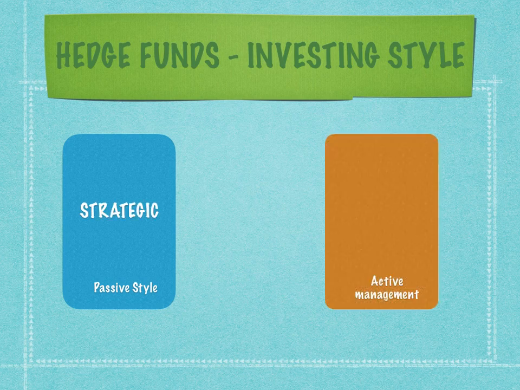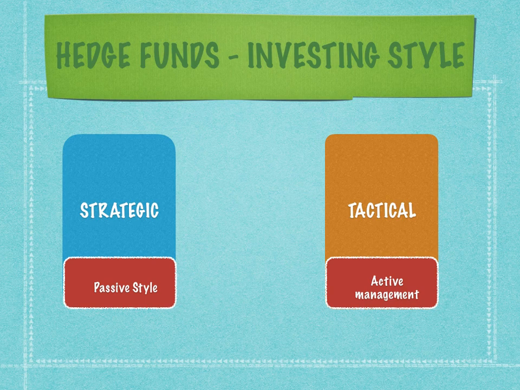The investing style of hedge funds could be strategic or tactical. Strategic means it's a passive style of investing. Why is it called passive style of investing? Because they have decided asset allocation very early on at the time of capital contribution, and to a large extent during the lifetime of the fund, they will stick to that strategy. They will stick to that asset allocation that they have decided. The strategic asset allocation is a passive style because it doesn't want to change during the course of the funds.